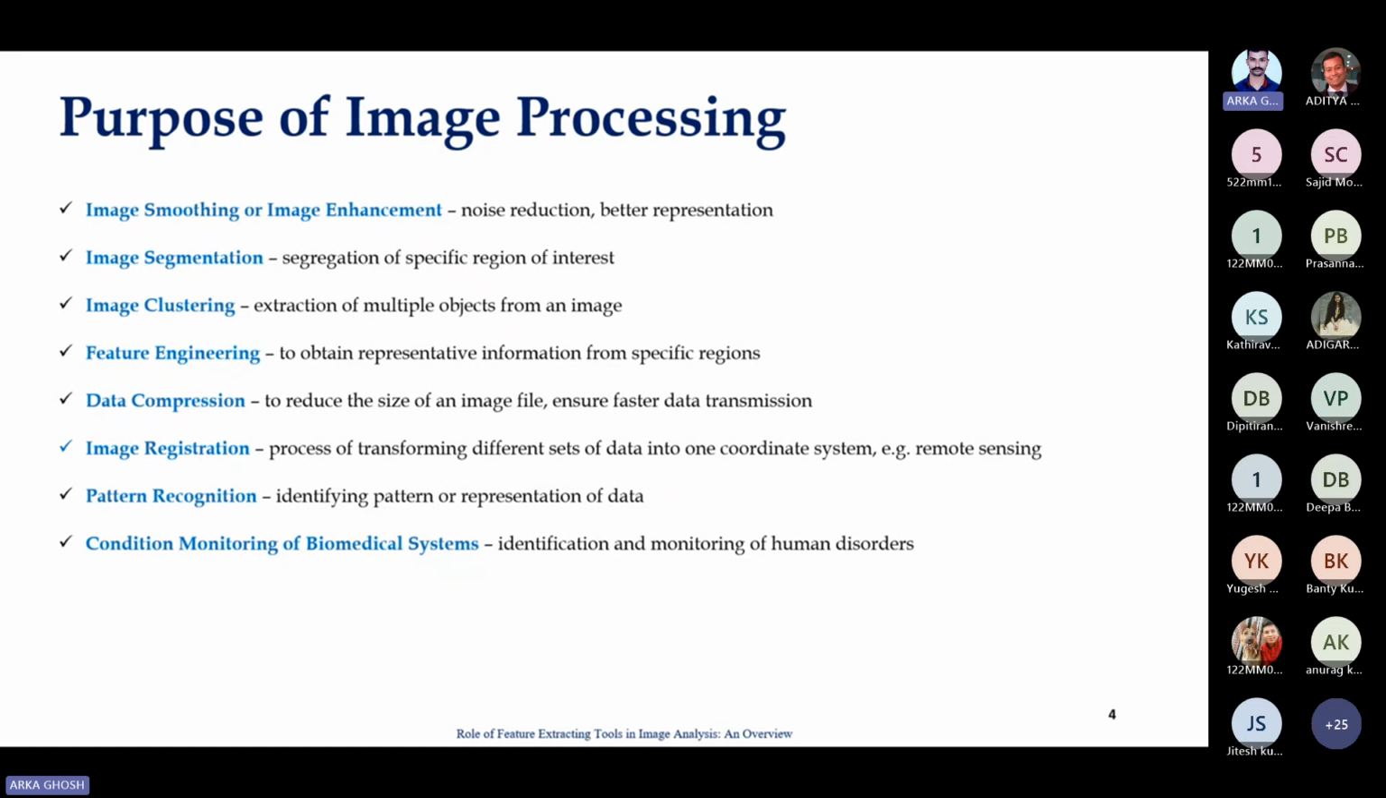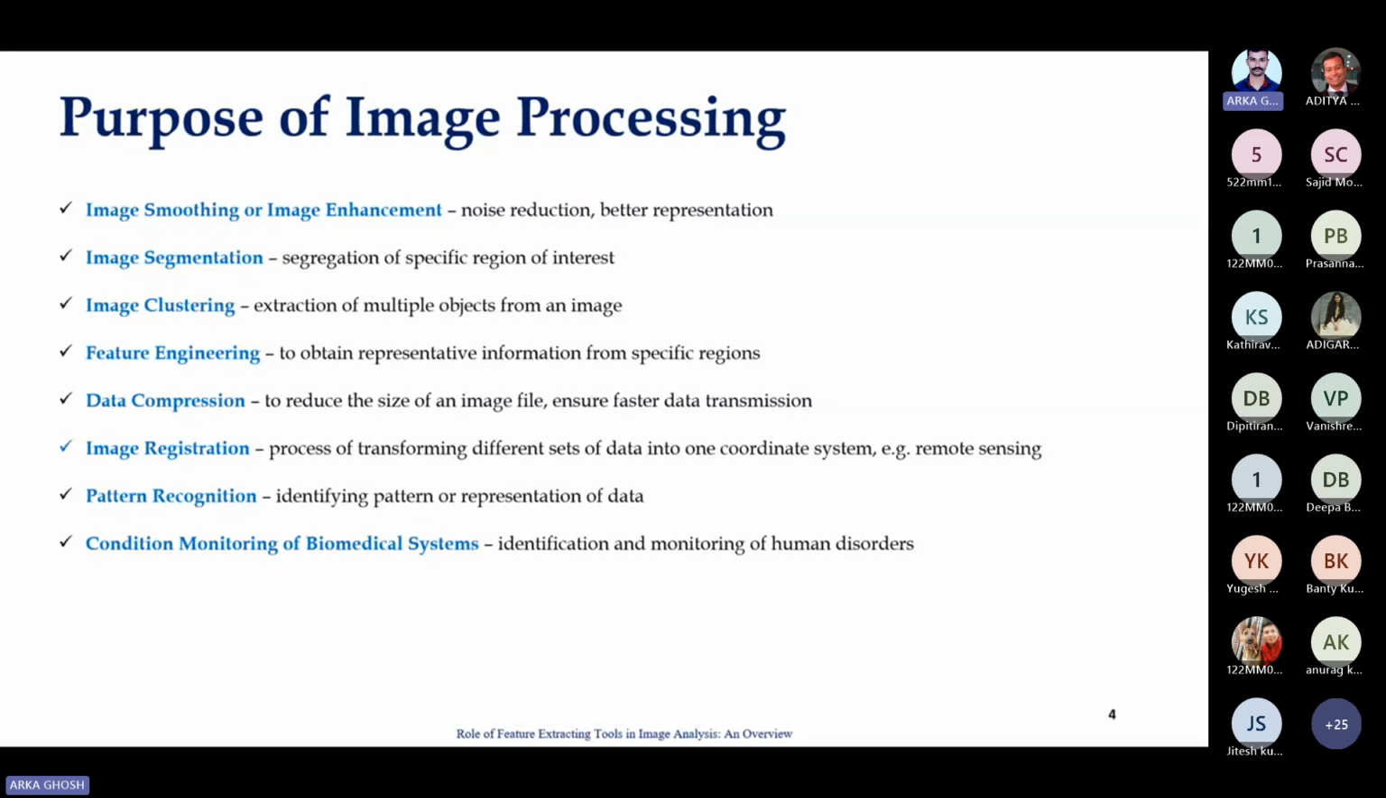If there are multiple objects having different features and different colors, they can be identified or segregated into different regions by using image clustering techniques, right? Next is feature engineering. I am not discussing this now; I will discuss it in detail later.